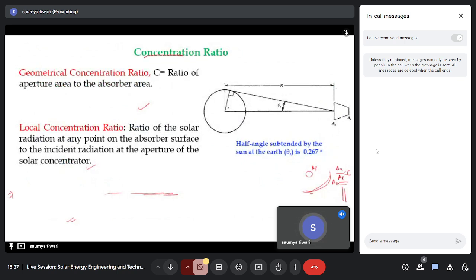So concentration ratio can be defined as geometrical, or in terms of local concentration ratio. Geometrical is the ratio of the aperture area to the absorber area. And if we talk about concentration in terms of flux, it is the ratio of the solar radiation at any point on the absorber surface to that incident on the aperture surface. Note that the half angle subtended by the sun at the earth is 0.267 degree. This value you need to remember.